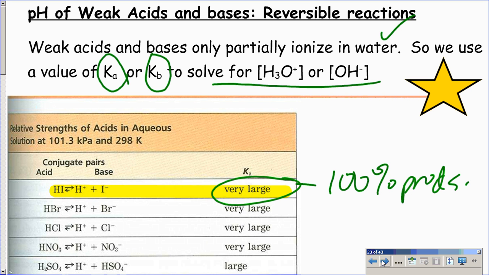Lewis acid: it does what with electrons? Gives them or accepts them? Lewis acid is an acceptor of a lone pair of electrons. Lewis base? It shares them. It's a donor.